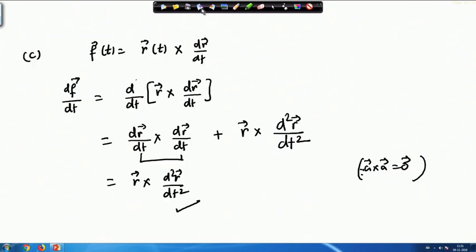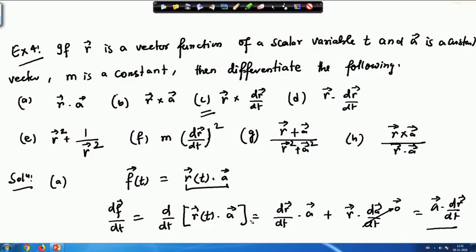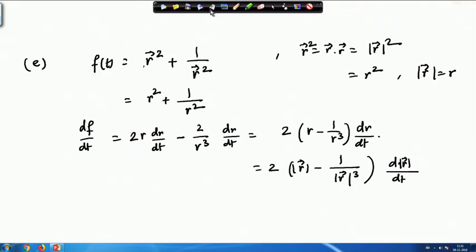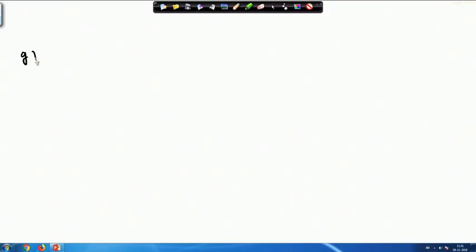Now which problem should we solve? Let me choose this one, which is simple, not complicated. So m is constant, so m will come out of the differentiation, and then this will be 2 dr/dt times d square r by dt square. So this is simple. I can consider probably g. So let's solve the problem g. Let me call it f(t) first, and then we will see whether it's a scalar function or a vector function.